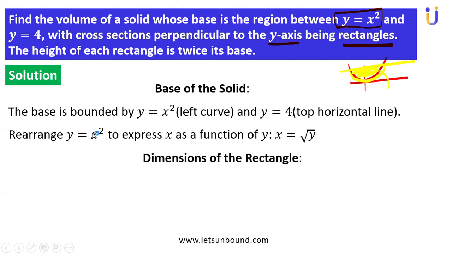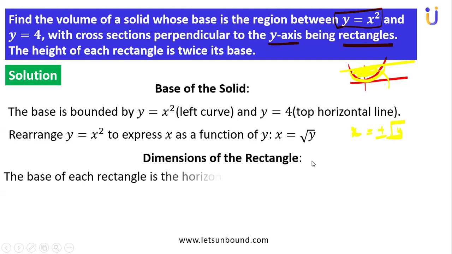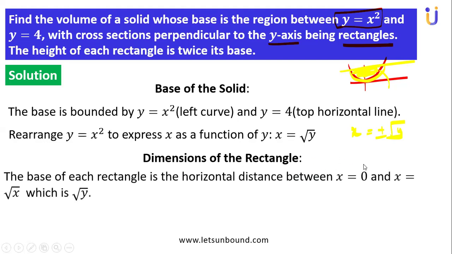So y is equal to x squared. We are just making it with respect to the y-axis, right? So x is a function of y, then x is equal to plus or minus root y, right? And the dimensions of the rectangle: the base of each rectangle is the horizontal distance from x is 0, from the y-axis, to the curve, and x is equal to root y. So this is the distance.